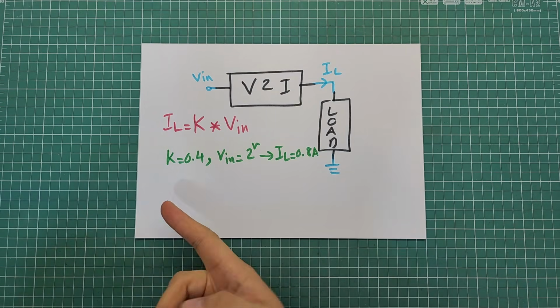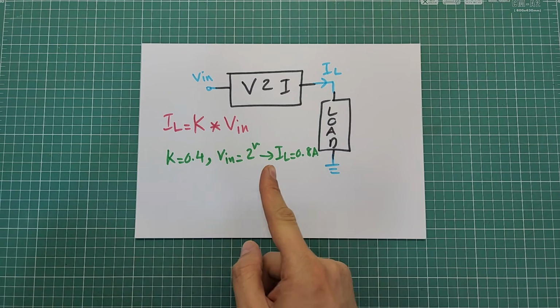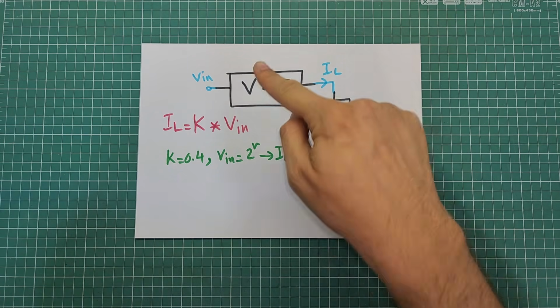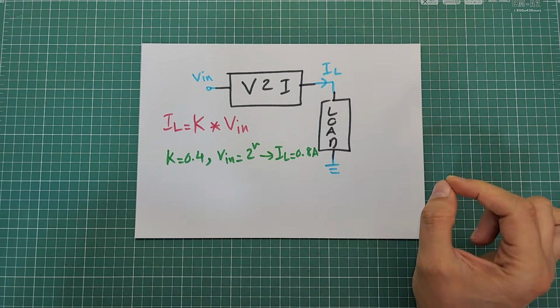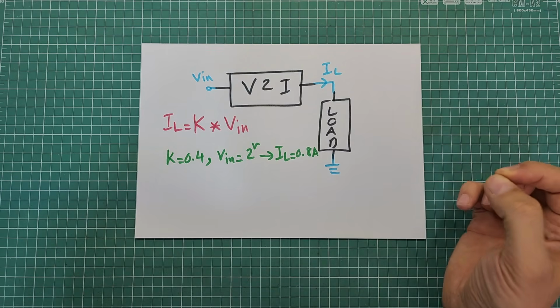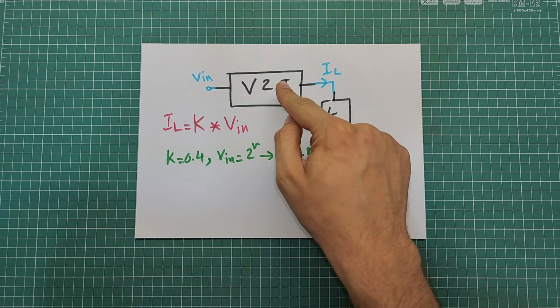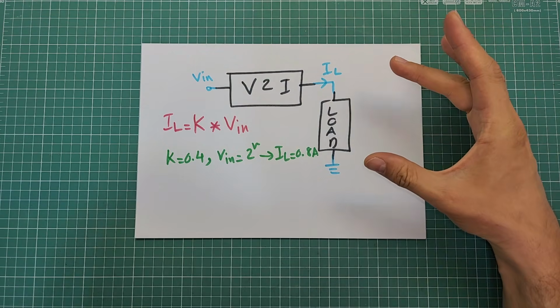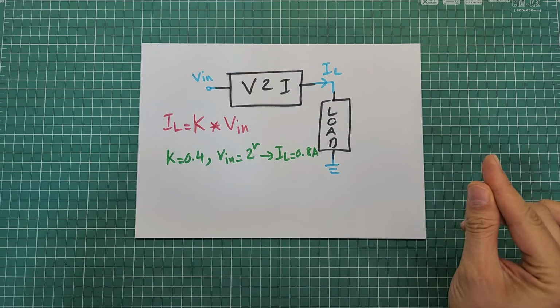For example, if K is equal to 0.4, Vin is equal to 2 volts, the current passing to the load will be 0.8 amperes regardless of resistance of the load. This is the key point, regardless of load resistance. The circuit will adjust the voltage at output to guarantee the current passing through the load is exactly 0.8 amperes.